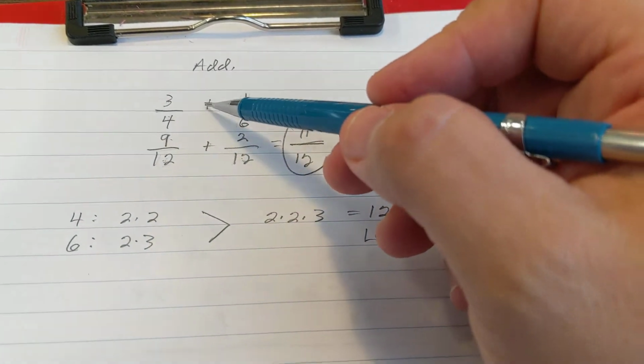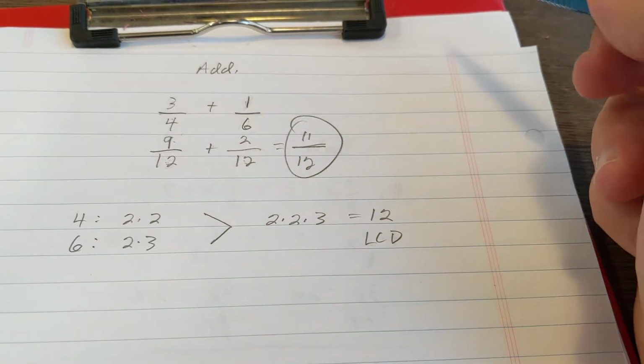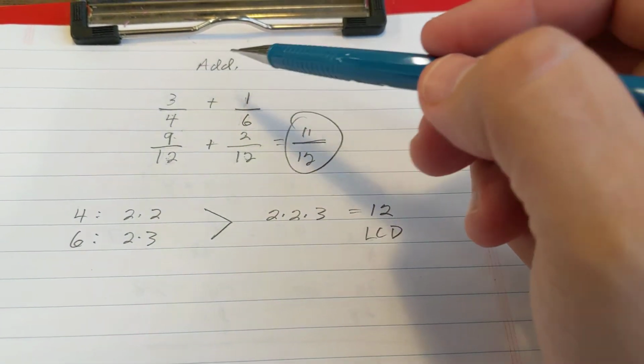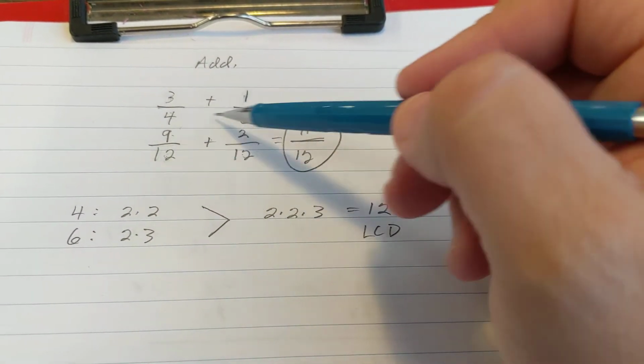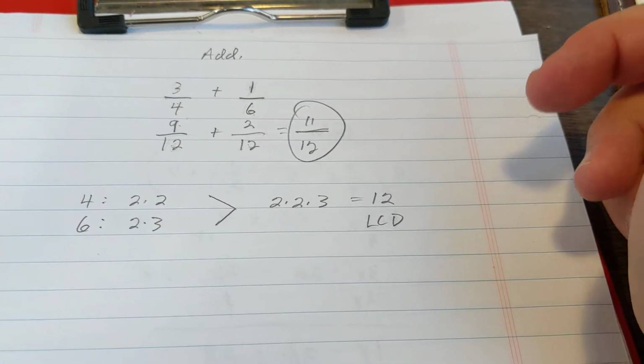That's the thing about adding and subtracting fractions: you can't do it if the denominators aren't the same. A lot of people want to try to add straight across the top and straight across the bottom, and that doesn't actually work.